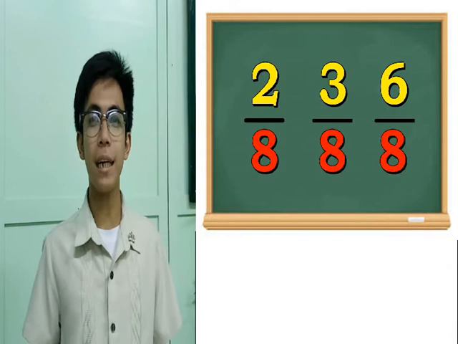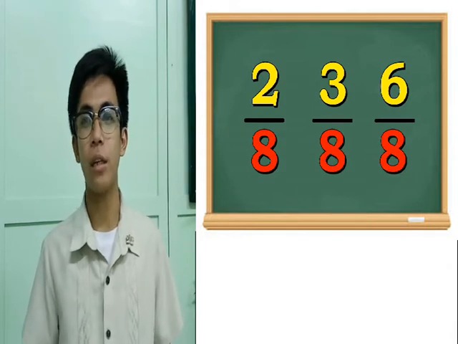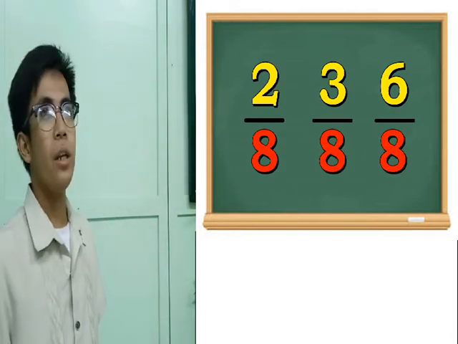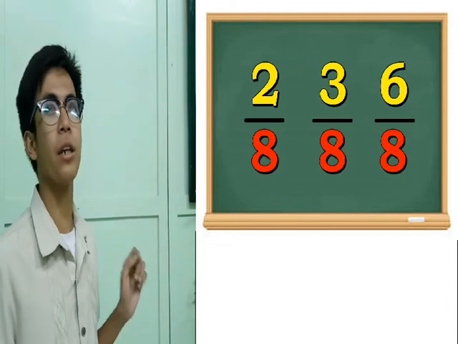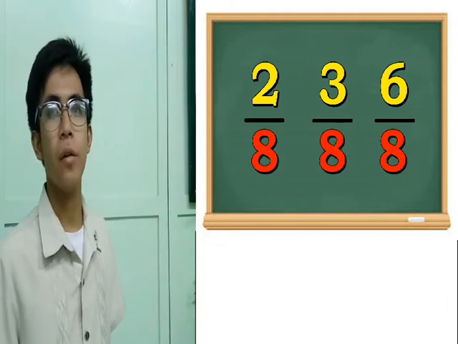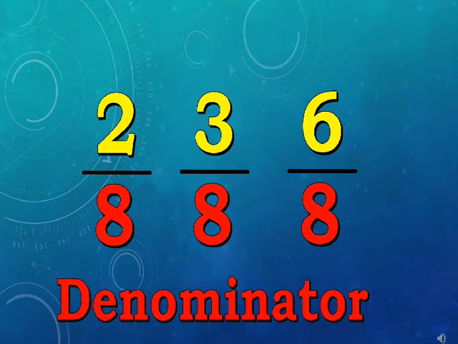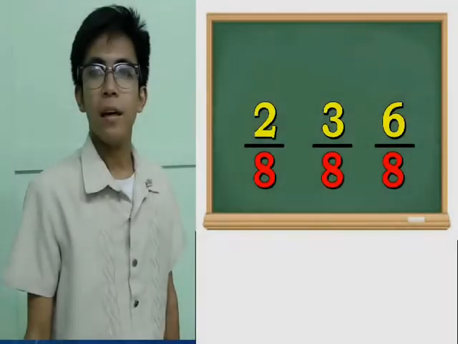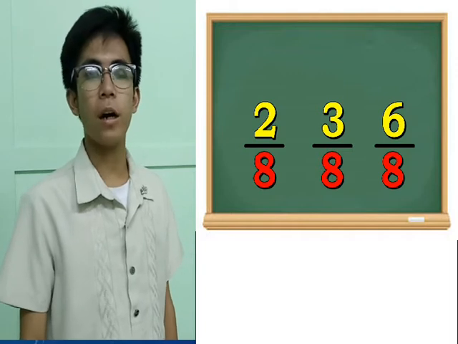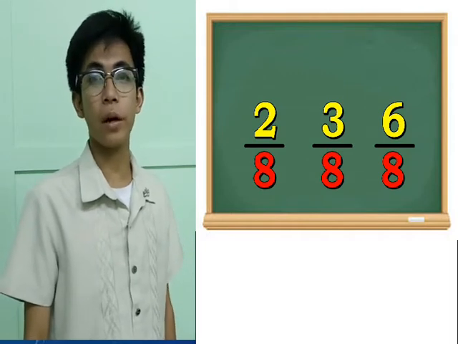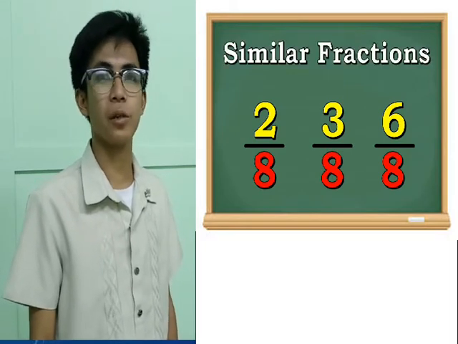Today I will discuss adding similar fractions. Let us find out what similar fractions are. Look at those fractions. What do you notice? The number below the bar is the denominator, and the number above the bar is the numerator. If the numbers below the bar are the same, they are called similar fractions.